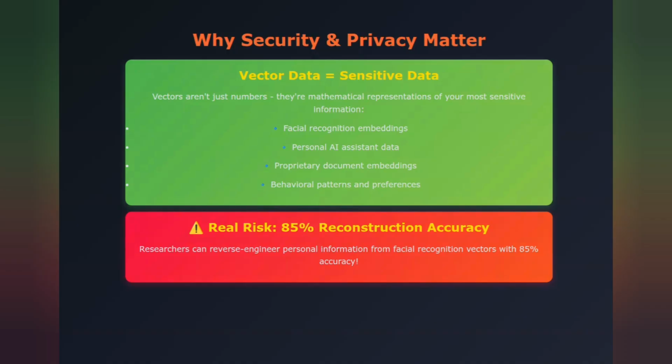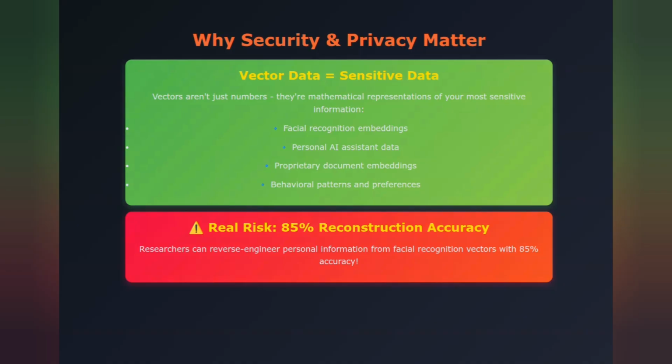Before we jump into the technical details, let's understand why this matters so much. Vector databases aren't just storing numbers, they're storing mathematical representations of your most sensitive data. Think about it. Your face recognition system, your personal AI assistant, your company's proprietary documents, they're all converted into vectors. These high-dimensional embeddings can reveal incredible amounts of information about the original data, even when they seem abstract.